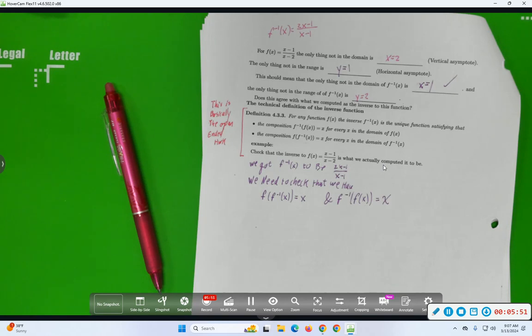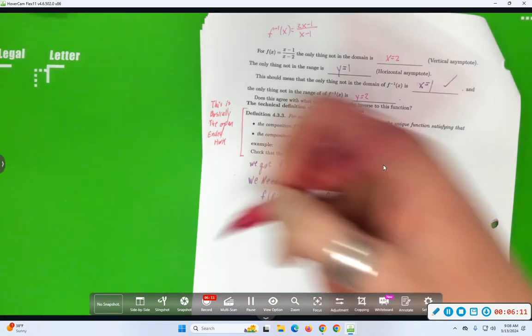Does that look like the type of thing that you know how to check? Cool, let's go through it. I'm asking you to compute and simplify a composition, and I'm telling you what the end result ought to be. If you don't just get x at the end, then something's gone wrong. So let's go through. I think I'm only going to do one of them.